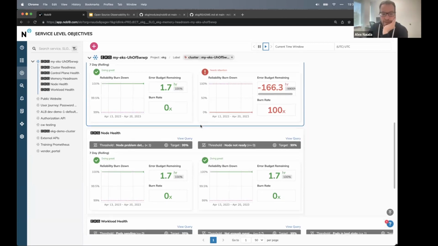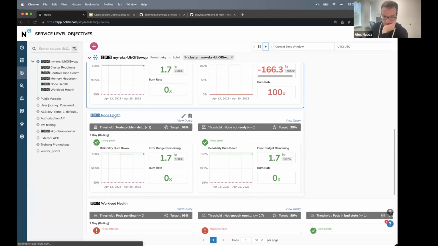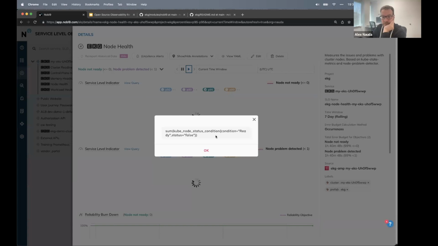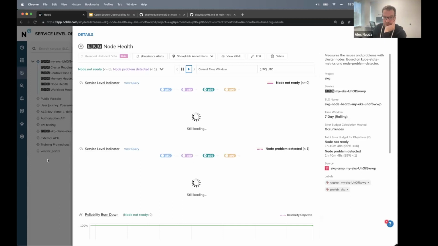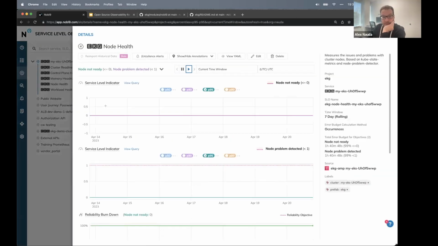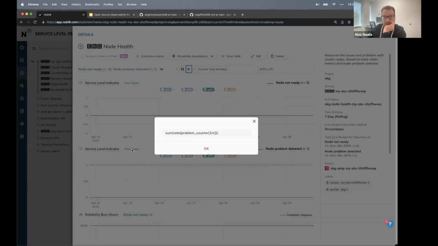So moving on, the next one is node health. Node health is looking at two separate things. We have node not ready. Node ready is based on kube state metrics. And I'm just looking at, literally, is the node ready? And my other metric here, node problem detected, is based on node problem detector. And that literally is just wrapping the problem counter from node problem detector.